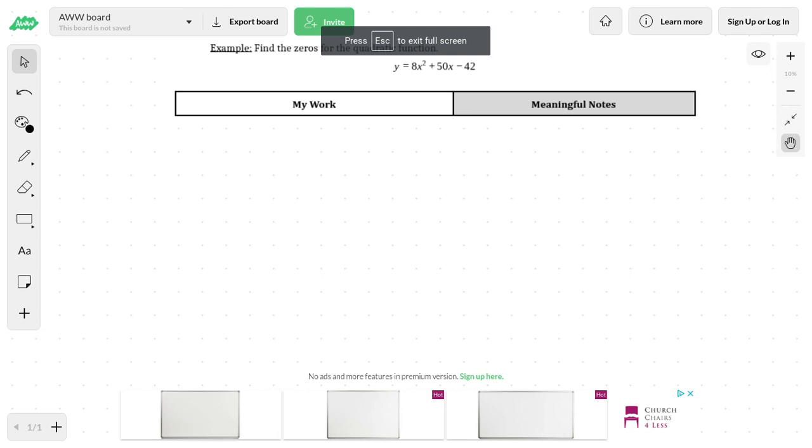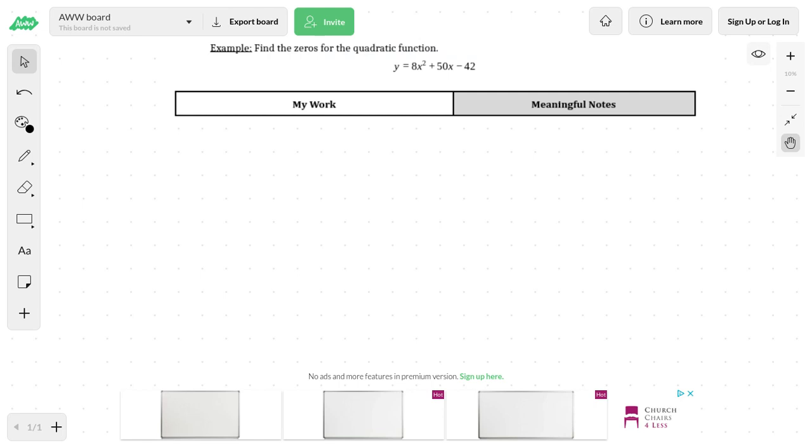All right, so we are looking at solving a quadratic. So we're finding our roots, our solutions, our zeros. The first example says find the zeros for the quadratic function, and we have y equals 8x squared plus 50x minus 42. So the first thing, like normal, is we want to make sure it's in standard form.